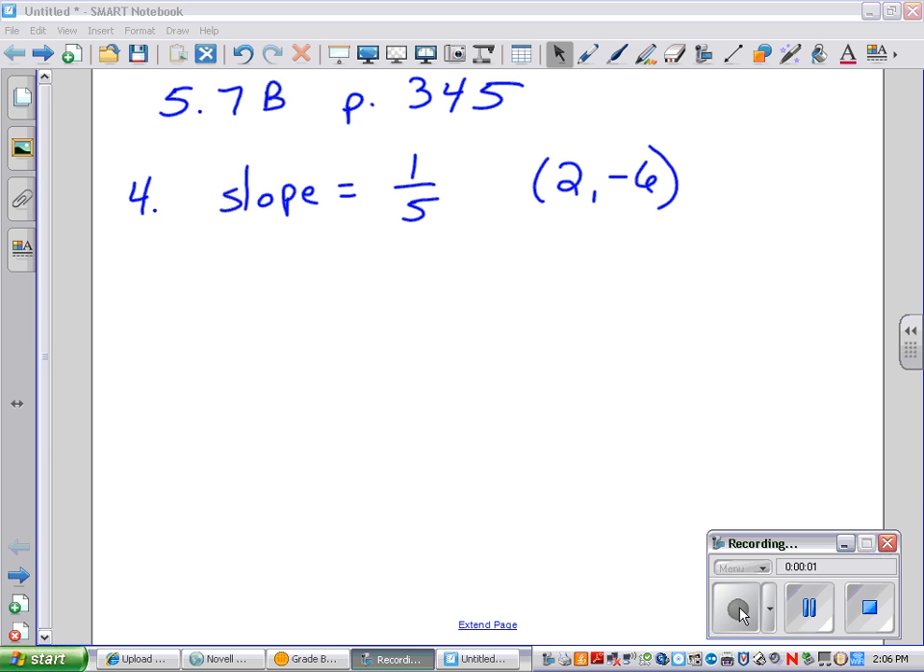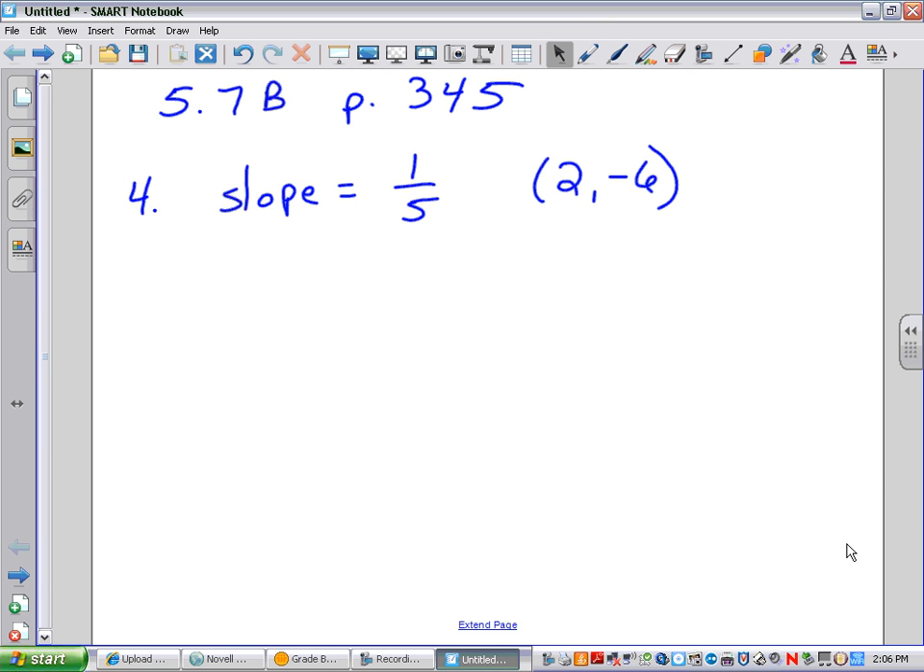All right, hello. We are ready for our notes here, 5.7b. I'm on page 345 in the book. We have already done this page when I changed the directions on you. The first time we did it, I just said graph. You're given a slope, you were given a point. That's where I asked you, how many points does it take to graph a line? And you said 2, so we graphed the point, and then we did rise over run and found the second point and we graphed it. So that was the previous day, page 345.